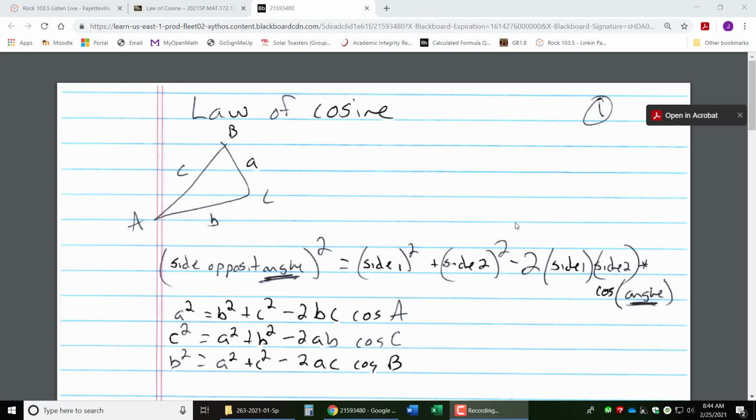Alrighty, here is the law of cosines, and I still think of it in words, even with misspelled words right here.